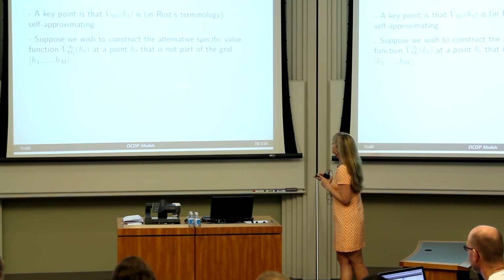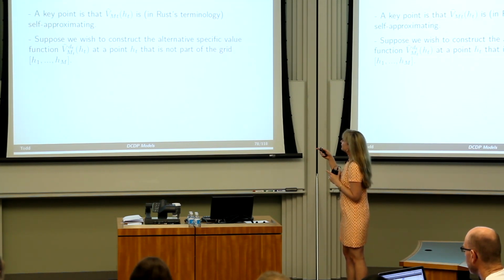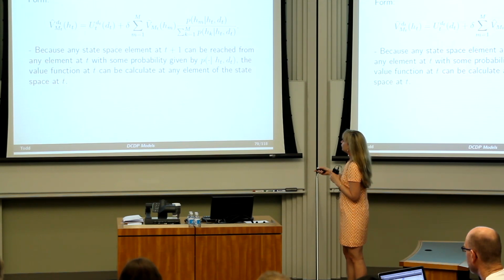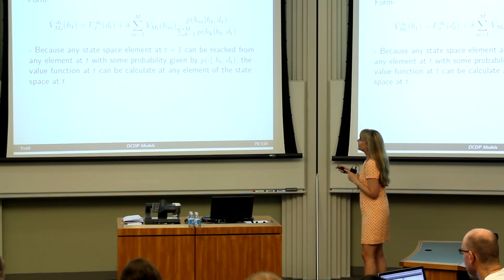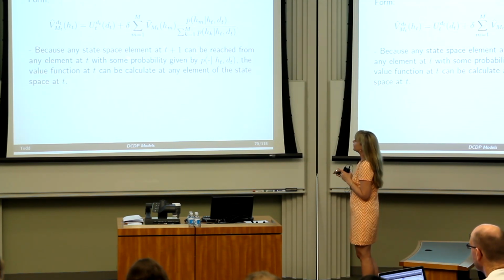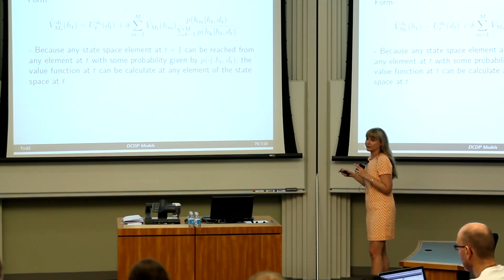He also has this notion that this is self-approximating. If you want to construct a value function at a point that's not part of the grid, you can form it this way: you evaluate it first at these grid points, with probabilities coming from H being continuous, and then you can approximate at other values outside the grid points. He calls it self-approximating. Because any state space element can be reached from any other element with this probability P, the value function can be calculated in this way at any element of the state space.